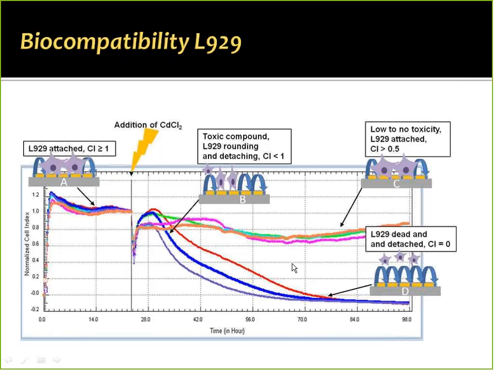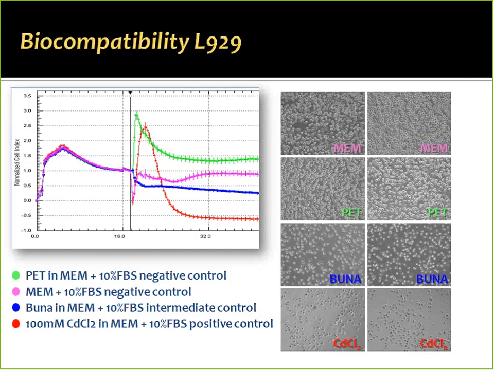Sometimes some materials will give you an intermediate response. And so what we do is we calculate numerically the percentage from the negative control and the positive control. And based on that percentage, we're able to calculate or assign it a reactivity score of 2 or 3 or 4. And we'll talk about that in a second.